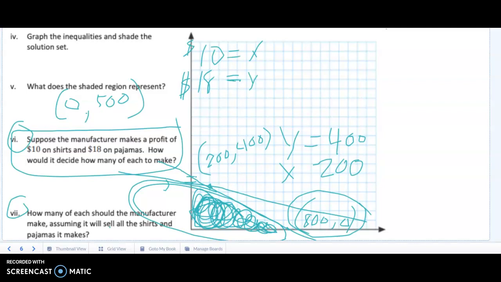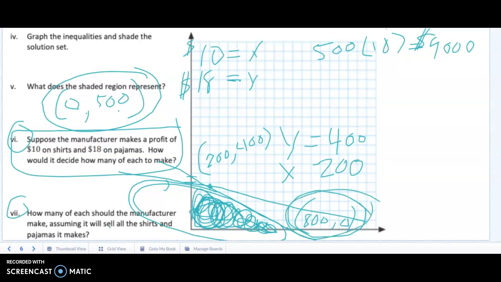Now, in this problem, it says if we don't sell any shirts, but we sell 500 pajamas. Well, that's 500 times 18. That would give us $9,000. Okay. Now let's come down here to this 800 and 0. Well, that's shirts. No pajamas are sold. So that would be 800 times 10. And so that's going to be $8,000.